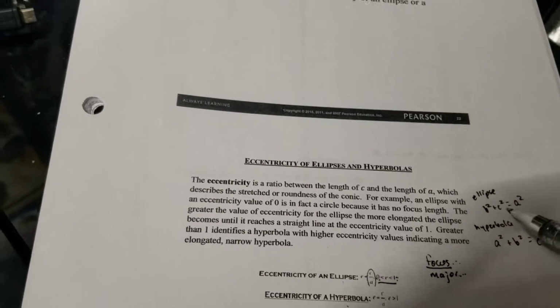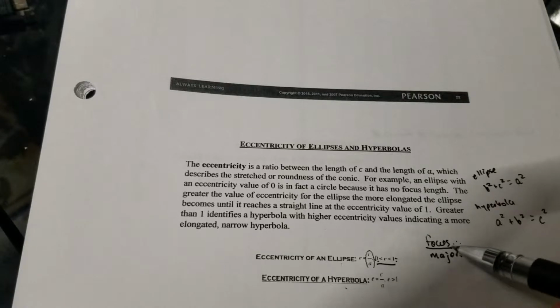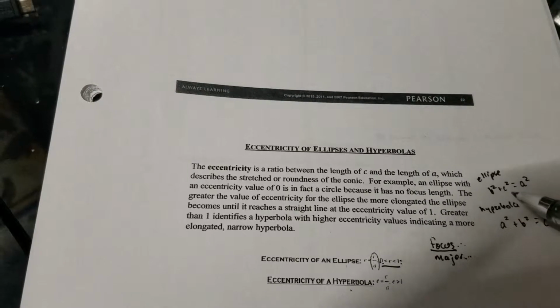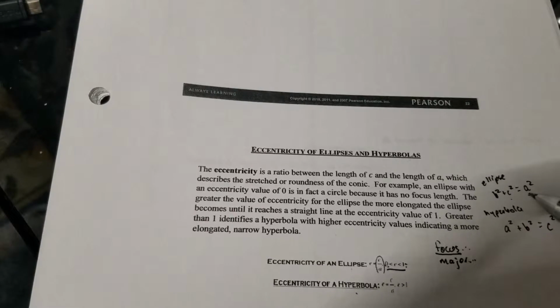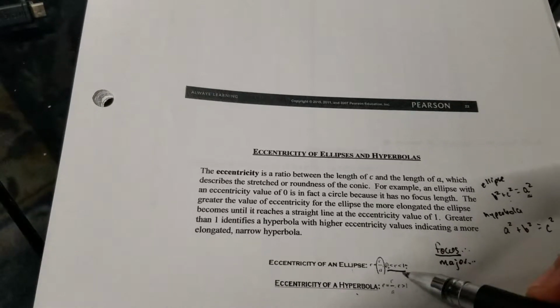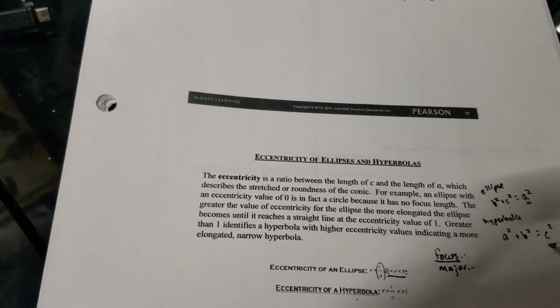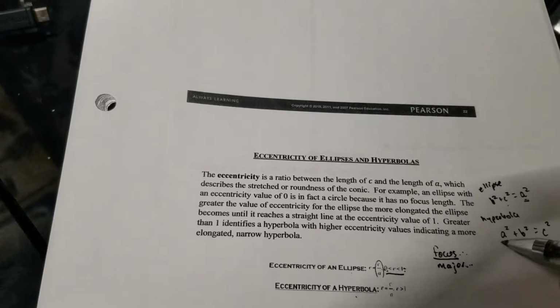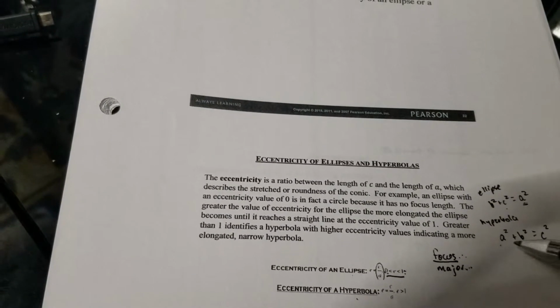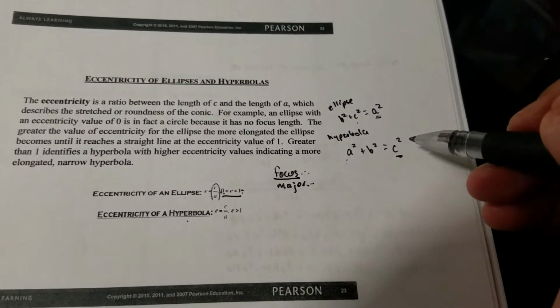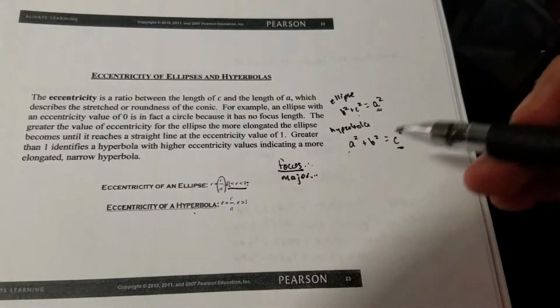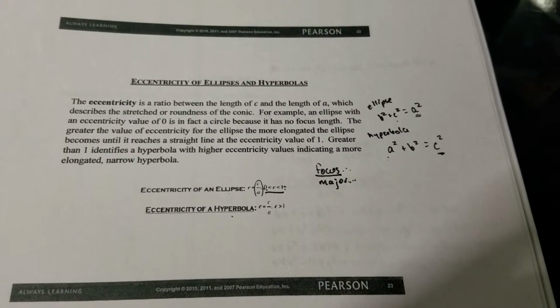Remember this is a ratio between the focus and the major, so C and A. So here, the A was the biggest one, so for an ellipse, it should be smaller than 1. And since the A value is smaller than the focus length in a hyperbola, it should be greater than 1 for a hyperbola. And so that's all this is measuring.